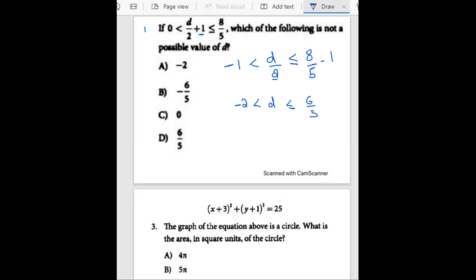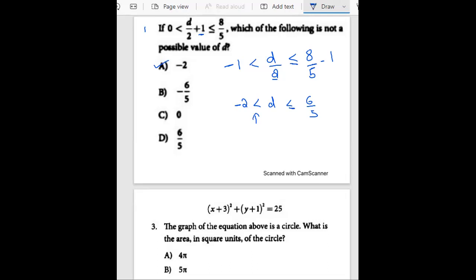Did you understand this? Yes, ma'am. Okay, so which of the following is not a possible value of d? What do you think about this question? What should be the answer? 0. 0, because look, 0 No, would be -2. -2. Sorry, excellent. -2. Very well done. Very good, because minus 2 is not in this range, right?